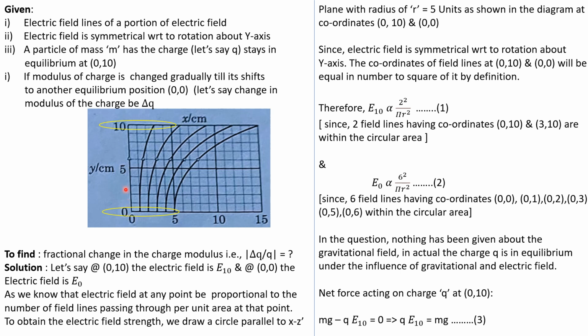These field lines are in rotation symmetrical to the y-axis. So we have taken this circle in the x and z plane with a radius of 5 division. The same circle parallel to xz plane has been taken at point 0, 10 with a radius of 5 division. Let us say that the radius is small r, equal to 5 division.